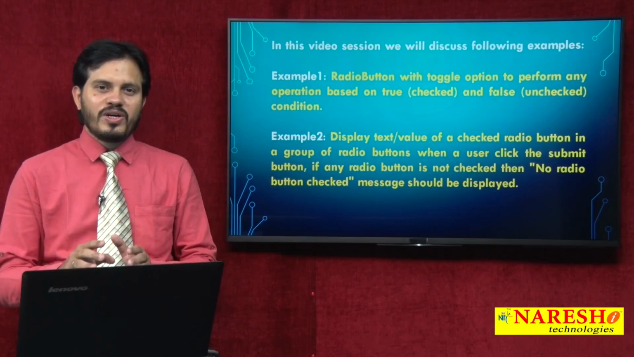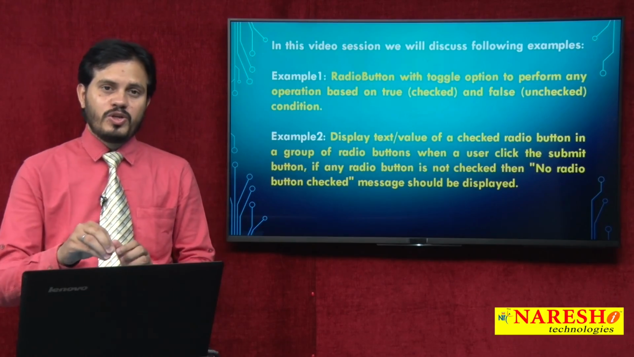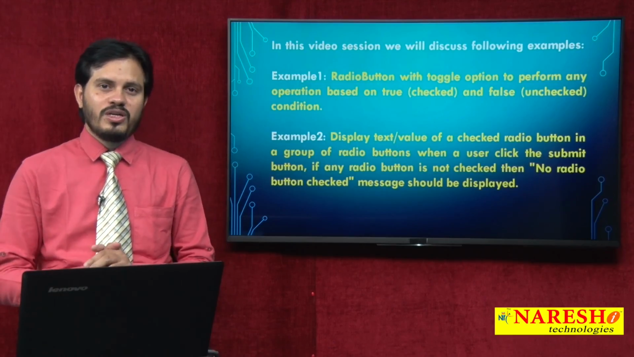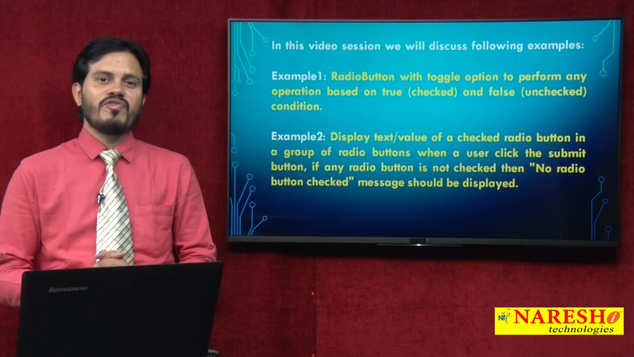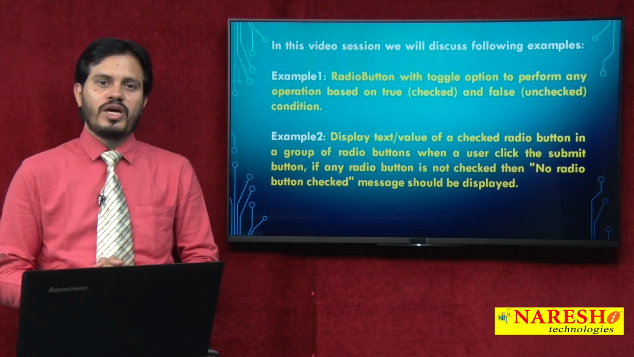A radio button by default doesn't support any toggle option, but we can make a radio button perform a toggle option by adding jQuery functionality. How? That is the example we are going to do.